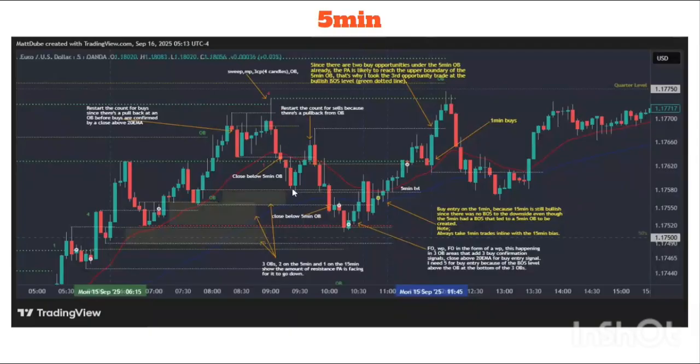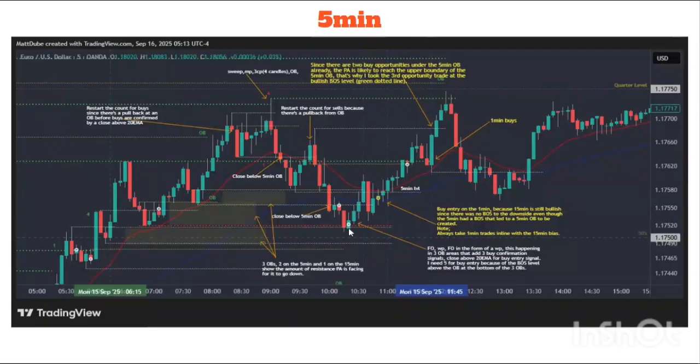Price then reaches this order block and then pulls back. Once we pull back here, just like we were doing in this space here where we have a pullback, we now have to restart the count in regards to sell confirmations, once price pulls back when it touches the 5 minute order block right here. So we have to restart the count for sells because there's a pullback from order block.